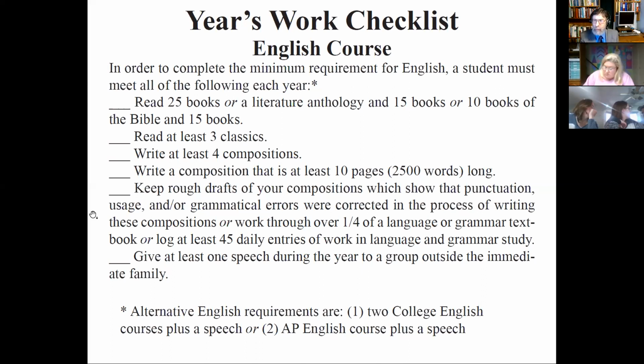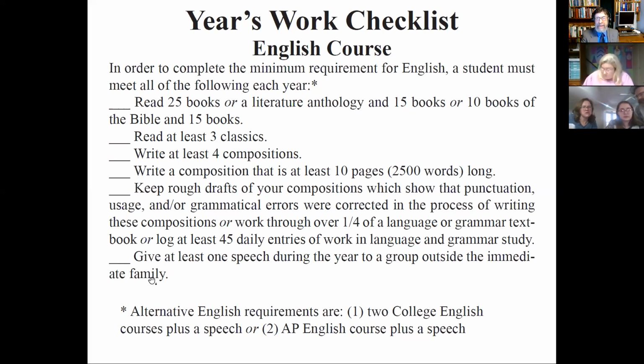Now, we have a grammar requirement that is pretty minimal. You can do any of these 3 things. There is an "or" here. You can keep rough drafts of your compositions which show that punctuation usage and your grammatical errors were corrected in the process of writing these compositions. That's all. Or you could work through over 1/4 of a grammar or language textbook. That's all. Or you could log at least 45 daily entries of work in language and grammar study.